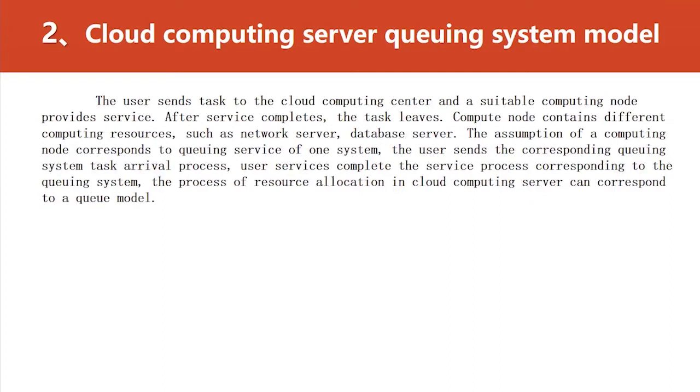The user sends tasks to the cloud computing center and a suitable computing node provides the service. After service is complete, the task will leave. A computing node contains different computer resources such as network server and database server. We assume a computing node corresponds to the querying service of one system. The user sending tasks corresponds to the querying system task arrival process, and service completion corresponds to the service process of the querying system. The process of resource allocation in a cloud computing server can correspond to a querying model.